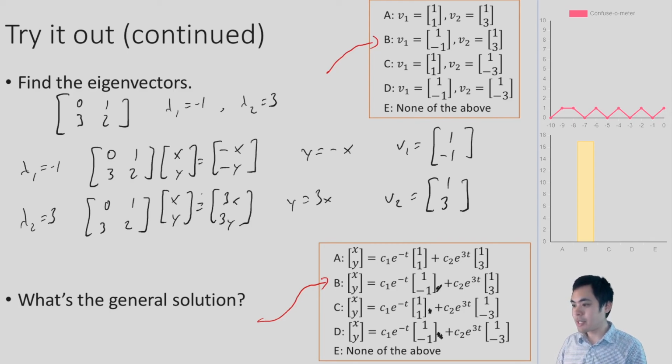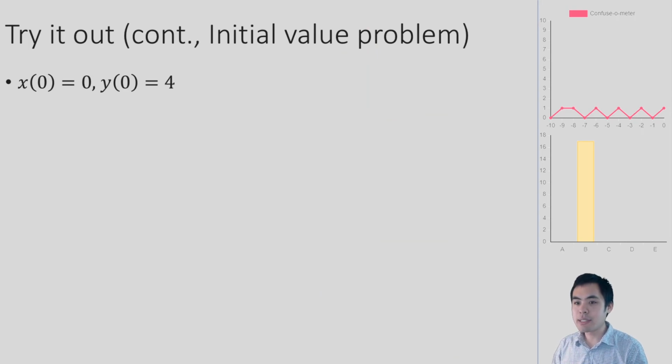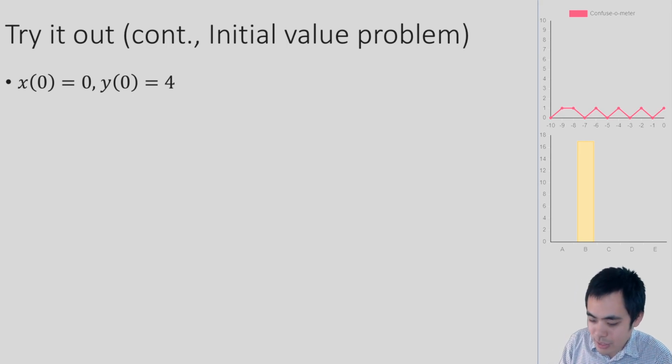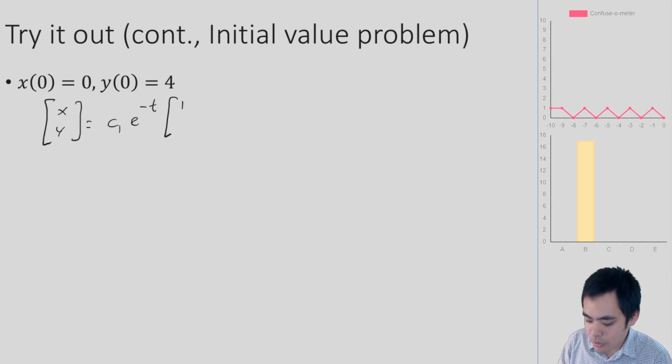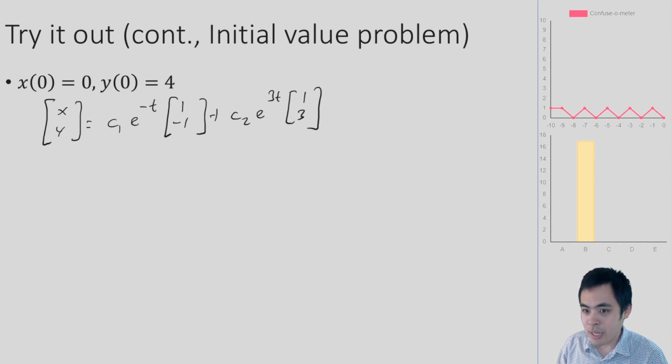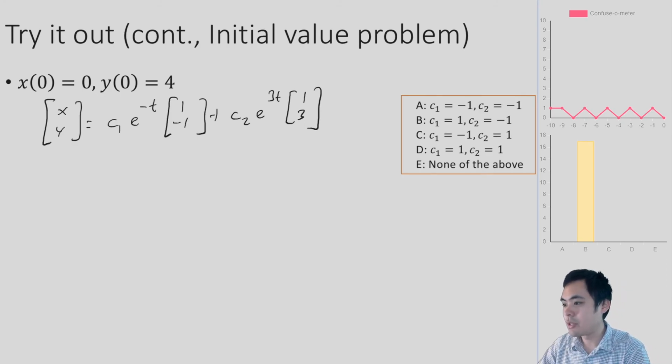Okay, well, let's continue. The next step we need to do is solve the initial value problem for this as well. So our initial value problem was x of 0 is equal to 0 and y of 0 is equal to 4. And remember, from the previous slide, we had xy is equal to c1 e to the minus t, 1 minus 1, plus c2 e to the 3t, 1, 3. So we want to solve this for x of 0 and y of 0 equal to 0 and 4 respectively. I'm going to ask you what the constants are.